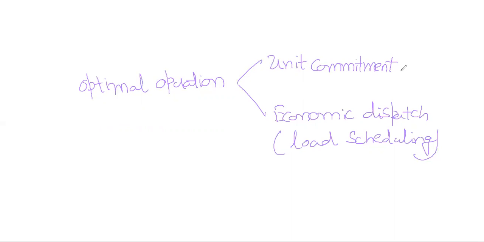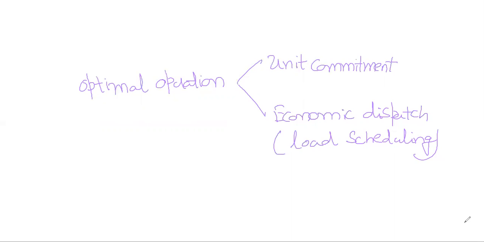What is the objective? Again, the minimum cost of generation is the objective. With that objective, determining the number of units for operation is the unit commitment problem. The economic dispatch or load scheduling problem means that once the units are selected for optimal operation, how to allocate the load among the selected units. Like that, the optimal operation is divided into two subproblems.